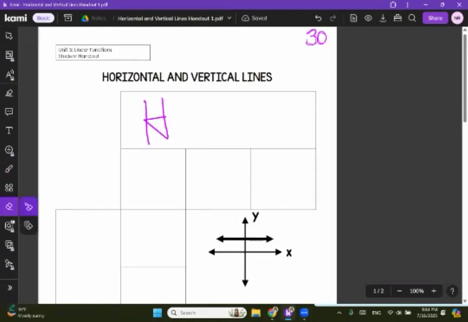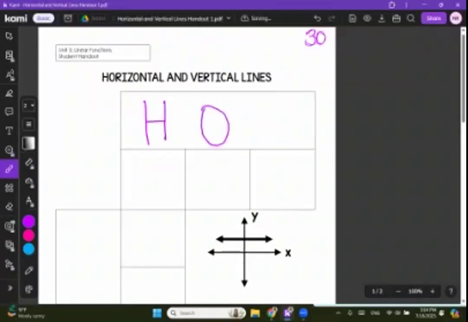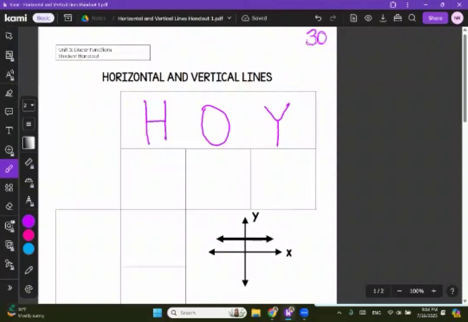is HOY. Remember, an acronym is where you have a word, but each letter stands for something. The H in HOY, hopefully it's obvious, stands for horizontal. It stands for the type of line. And a horizontal line goes left and right.